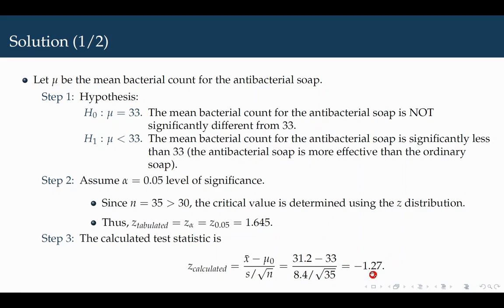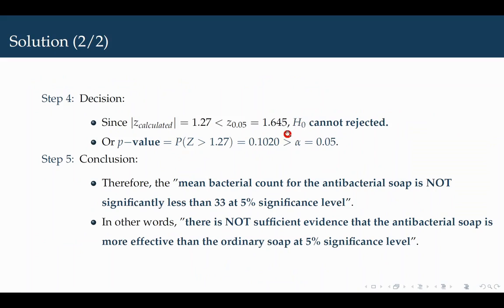So we are going to compare the absolute value of this value with the tabulated value obtained from the standard normal distribution. So in absolute value, this value becomes 1.27, and this is less than 1.645. Therefore, there is no sufficient evidence to reject the null hypothesis. So the calculated value of the test statistic, which is 1.27 in absolute value, is less than the tabulated value. Therefore, H naught cannot be rejected.